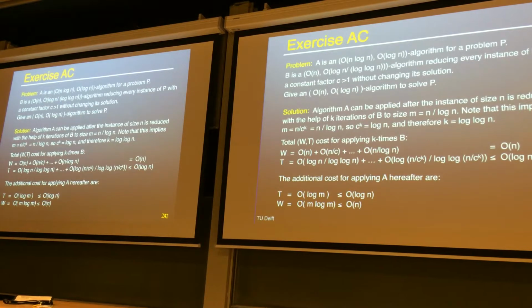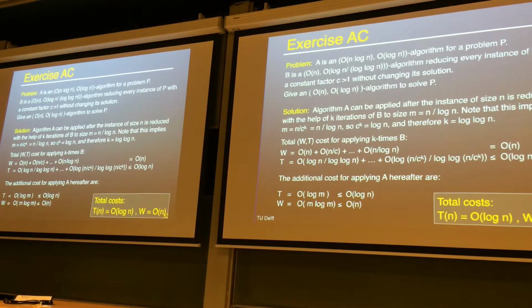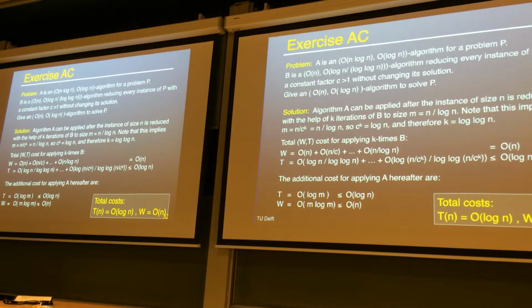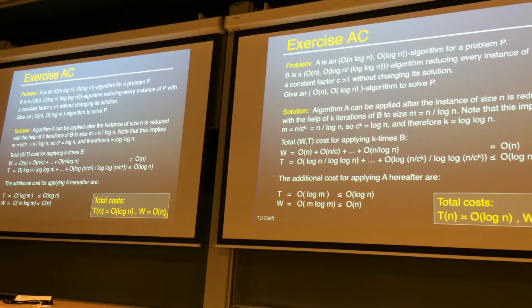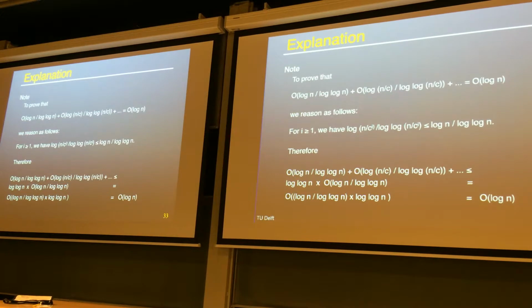Okay, so clear? So the total cost of the algorithm is O(log n), W is O(n), and that gives a final result.